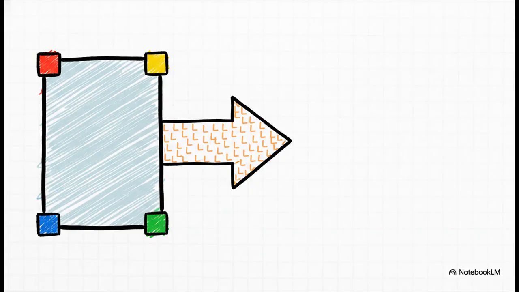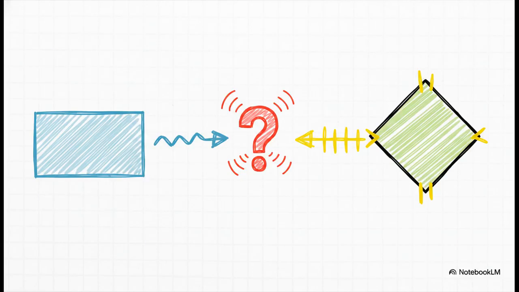Okay, so we've got the rectangle with its perfect 90-degree angles, and we've got the rhombus with its perfectly equal sides. So what do you think happens when we smash those 2 superpowers together? Just picture it. You take the 4 right angles from a rectangle, and you combine them with the 4 equal sides from a rhombus.